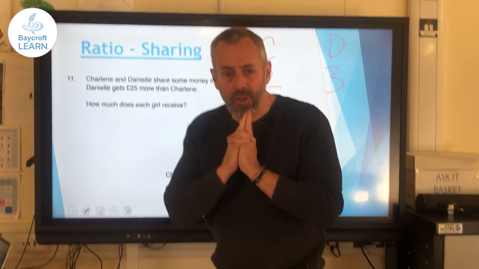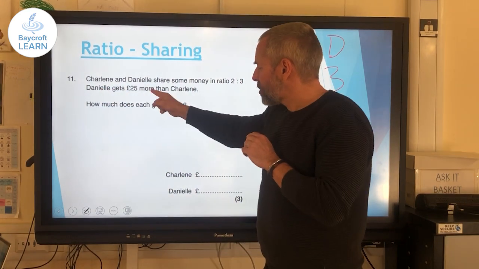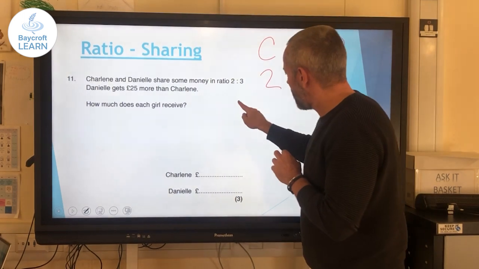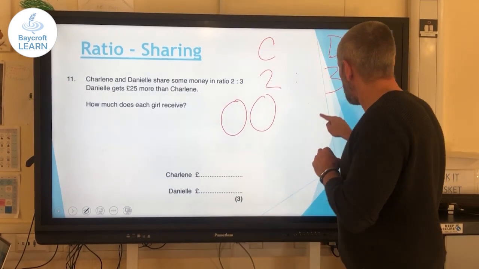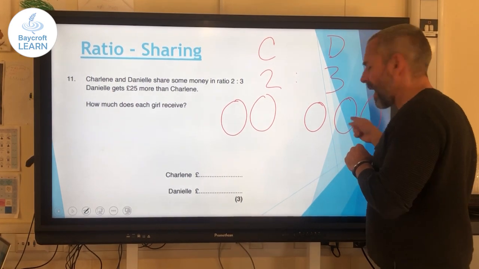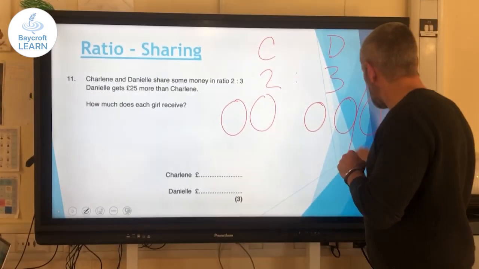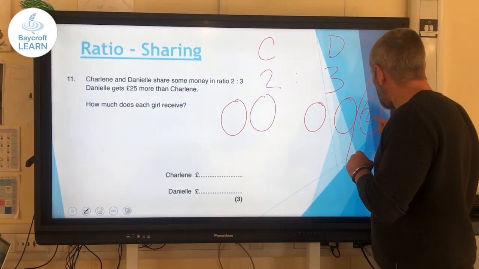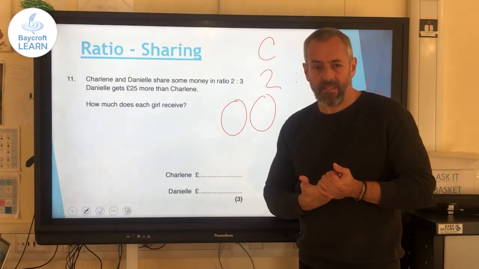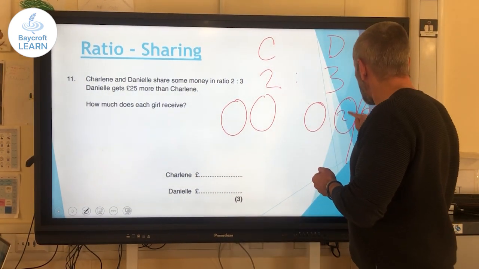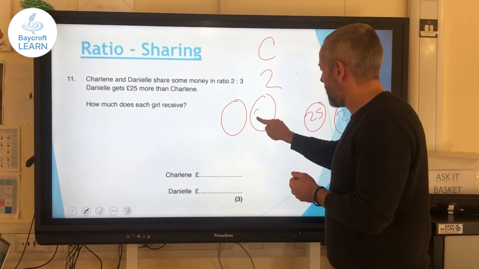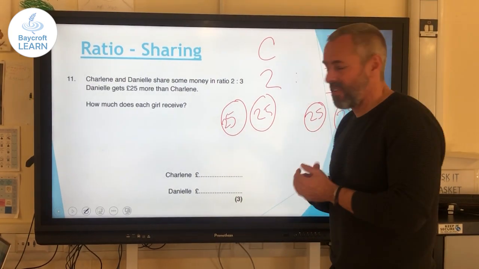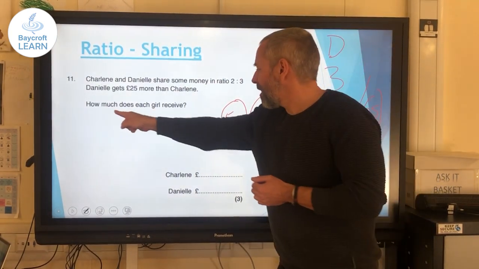So what we've got to do here is decide, Danielle gets £25 more. We've got to decide what that 25 represents. Now, we can see Charlene is getting 2 lots. Danielle is getting 3 lots. Well, how many more lots is she getting? 1 more. She's getting £25 more than Charlene, which means that 1 lot is worth 25. Okay? Which means each lot has to be worth 25. That's a 5 first, isn't it? Let me put the 2 in there. 25. Okay? So, how much does each girl receive?